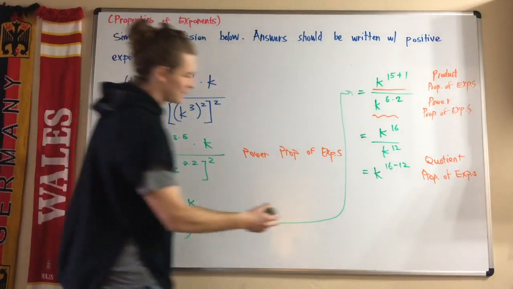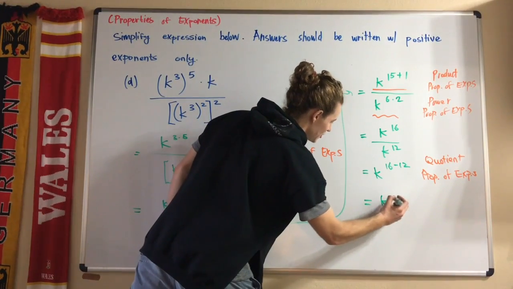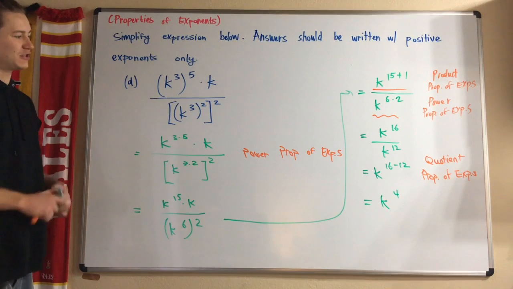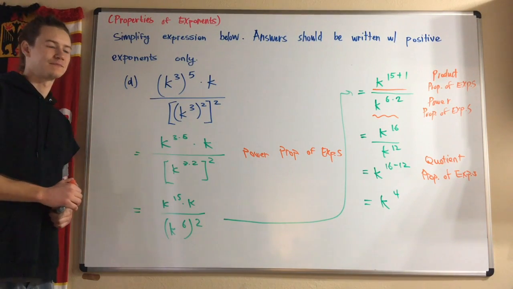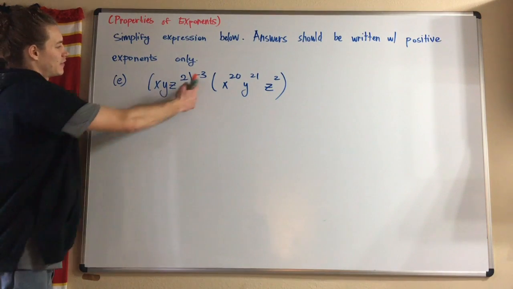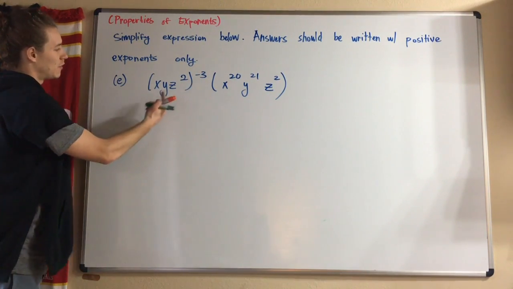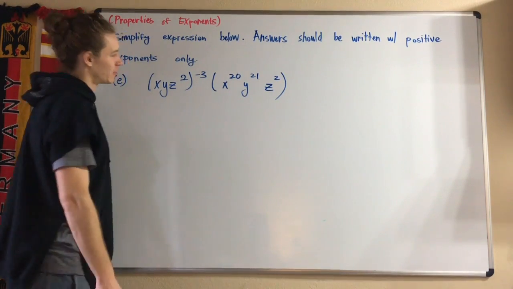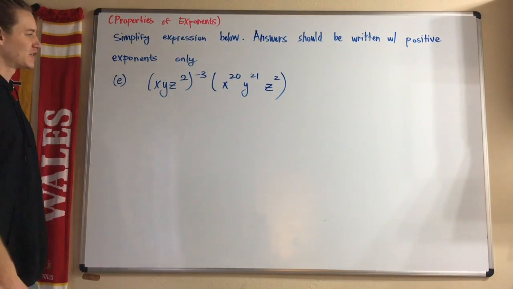And the last step we'll need to do here is a little simplification to say that 16 minus 12 is 4, and our solution then is k to the 4th power. Part E. We have the negative third power of the product x, y, and z squared times the product of x to the 20th, y to the 21st, and z squared.